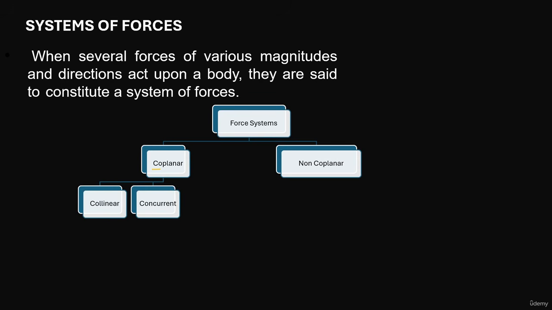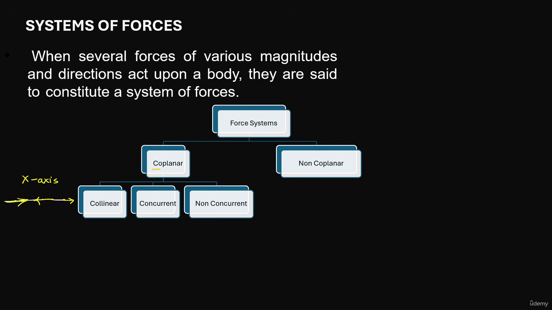Under coplanar, we have another classification, that is collinear. Next we have concurrent and non-concurrent. Collinear, if we try to understand, the forces will be acting along a line, and they will be in different directions. Always they will be acting along this line. So you could say that this would be a one-dimensional kind of problem, and we are very specific that the problem is only limited to the force analysis in the x direction.